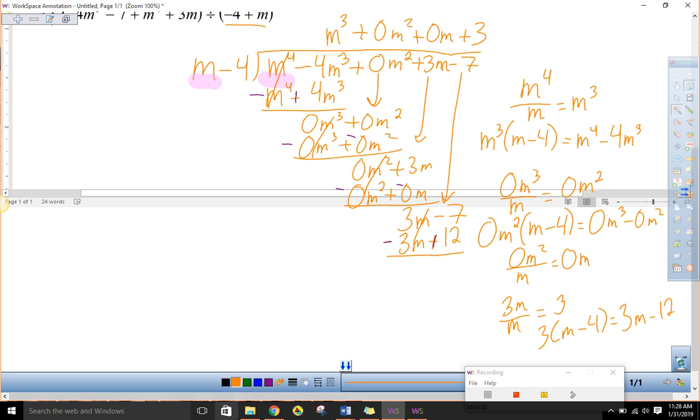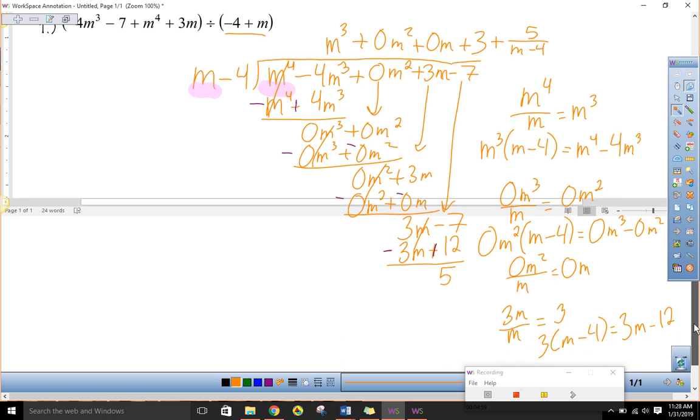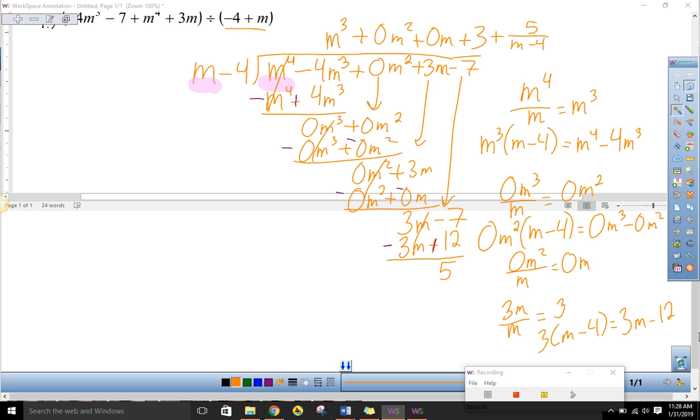Alright. So what am I left with? 5. So how do I write that? So if you wanted to shorten this up and give me a nice, concise answer, what would you tell me? M cubed plus 3 plus 5 over m minus 4. That's a beautiful final answer.